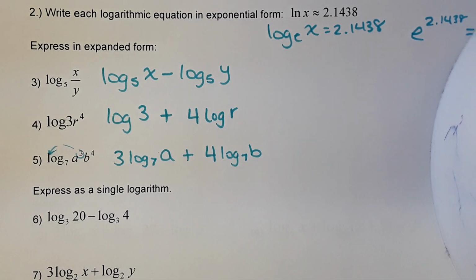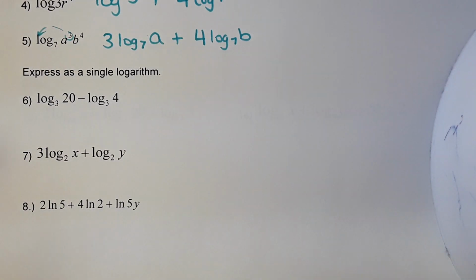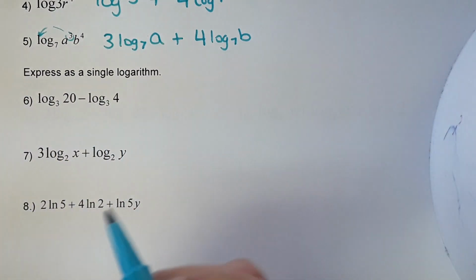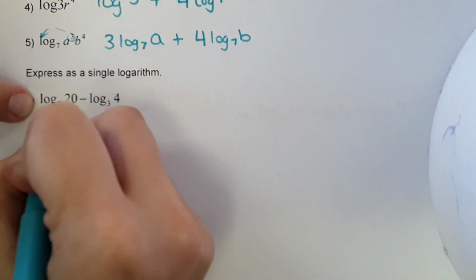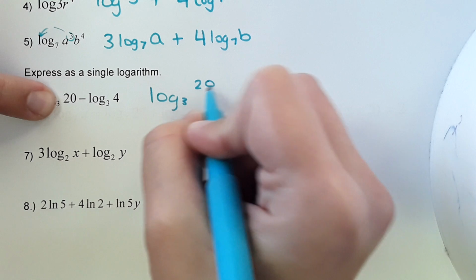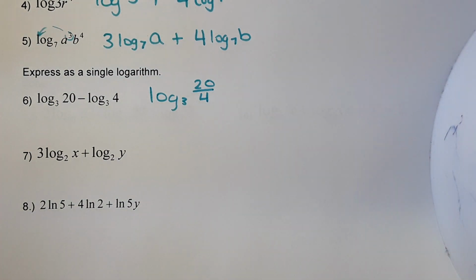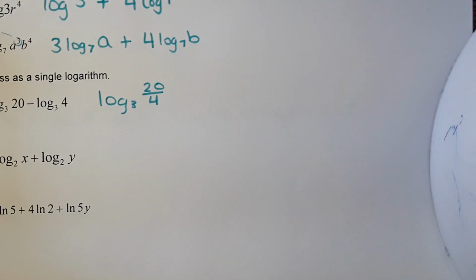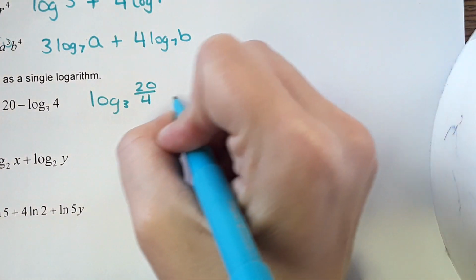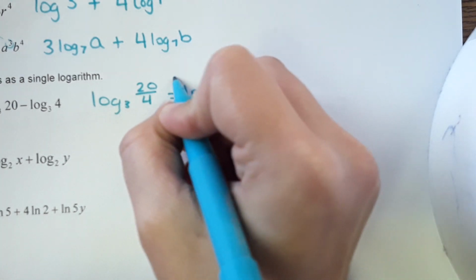Okay. For the next examples, we're working backwards, expressing as a single logarithm. So now we're putting it back together. It shows subtraction, so that means division. So it would look like this. Log base 3 of 20 over 4. Then from here, 20 divided by 4 is 5, so we'll just simplify this one more step. Log base 3 of 5. And this is the answer.